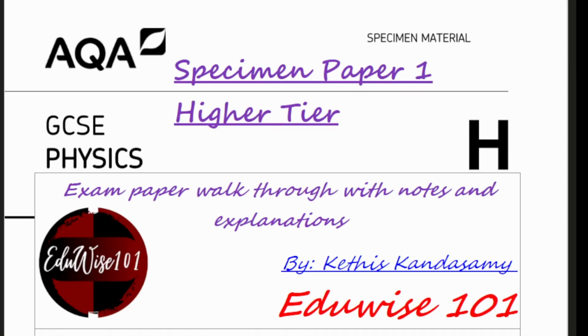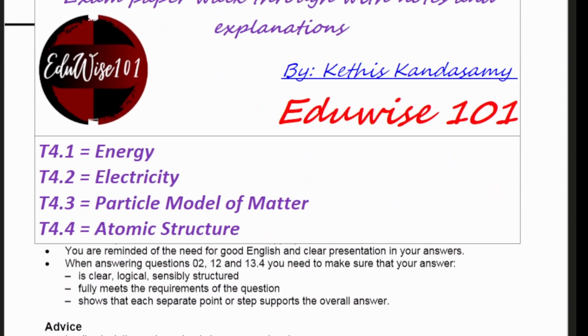In this video, I'm going to go through the AQA Physics GCSE Paper 1 higher tier. This paper is the Specimen paper, which was released before the 2018 paper. This paper has 11 questions, so each video will contain 2 questions. And Paper 1 is tested on 4 main topics, which are energy, electricity, particle model of matter, and atomic structure.